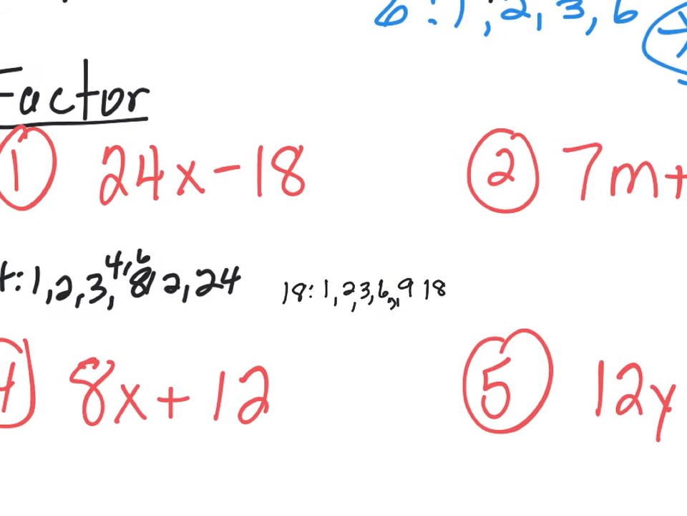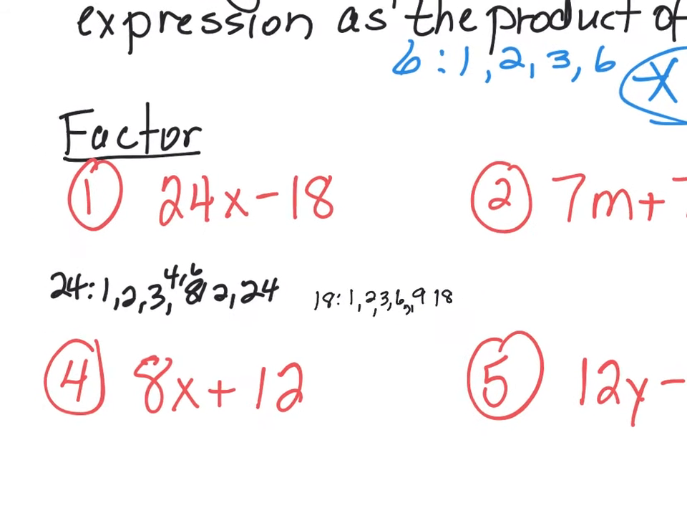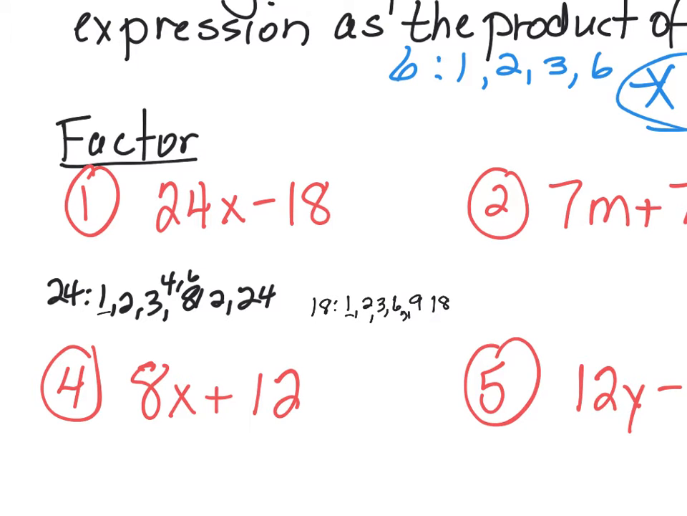Can you see those? Notice that they both share a 1, a 2, a 3. They don't share a 4. They share a 6, and then that's it. So the greatest common factor is 6. This 6 now becomes my truck. Where does the truck belong? In the front. So I'm going to put a 6 here. There's my 6, and then I'm going to factor that out.